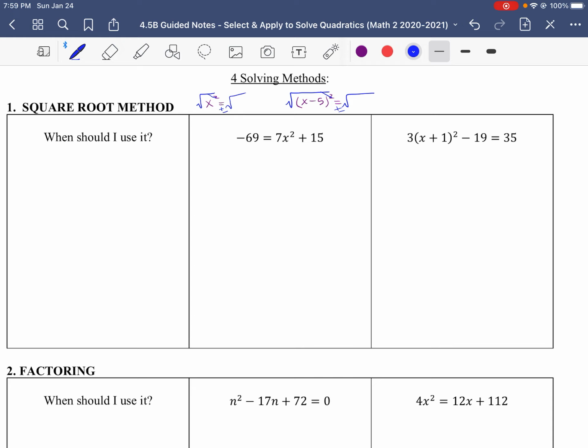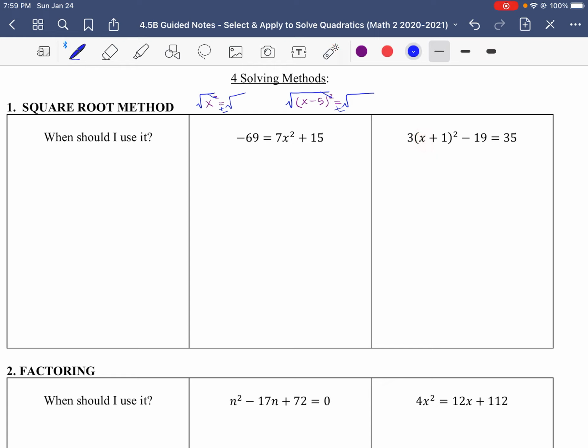So the question is, when do we use the square root method? This is the one I always look for first. Can I just isolate the variable x? Notice in this equation there's just one x term. 15 doesn't have an x, 69 doesn't have an x, so I can get x by itself, like we saw up here, and then I can square root both sides. In this equation over here, again, there's only one x piece. If I can get that x by itself, then I can use the square root method.